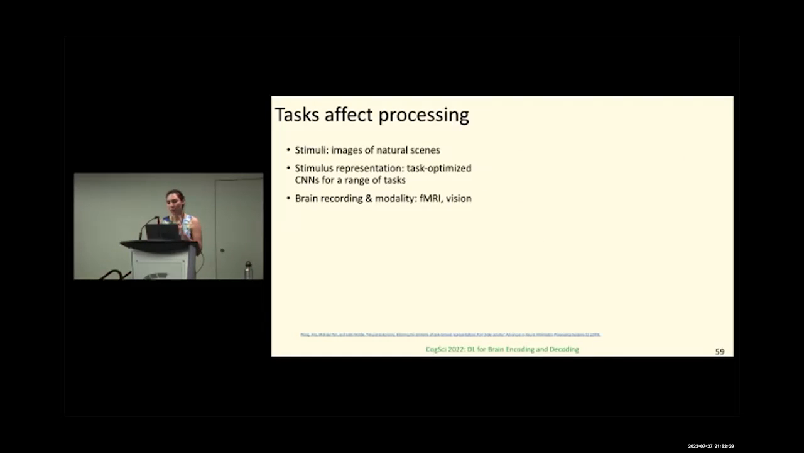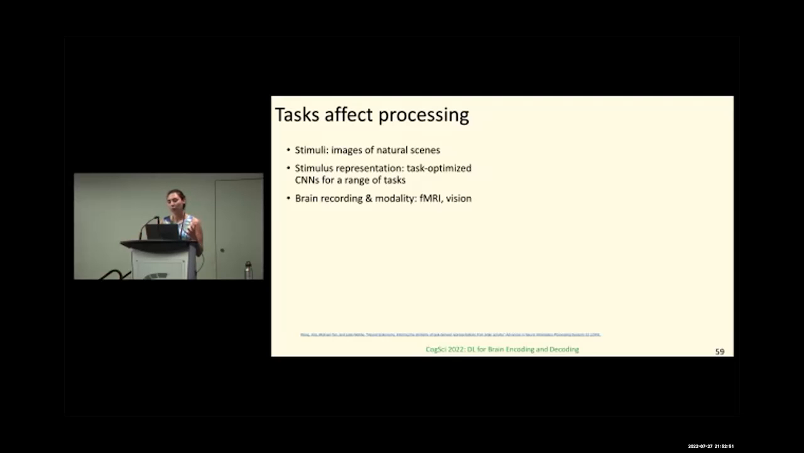And then just a few last works on this task side. Here we're switching over to the other type of tasks affecting processing, where the people are not performing any tasks, but now we're training the models to do different tasks and seeing how that affects the alignment between the model and the brain activity.